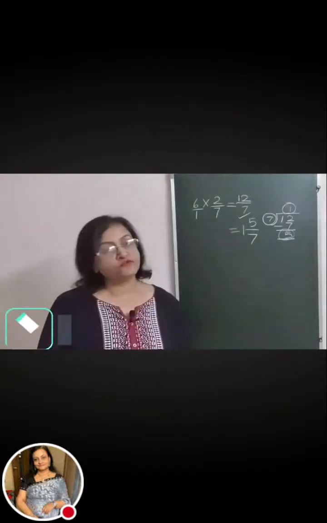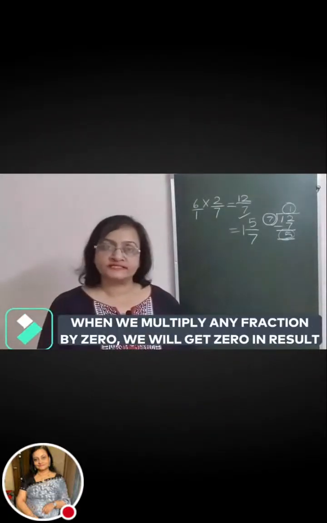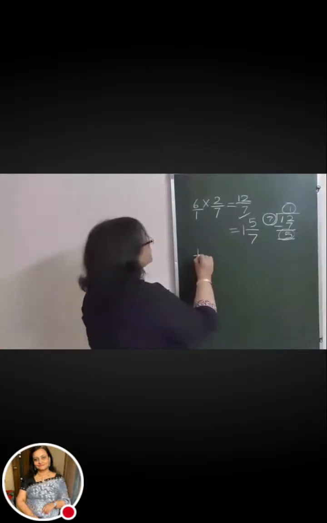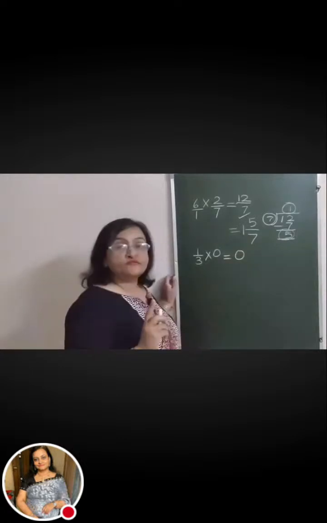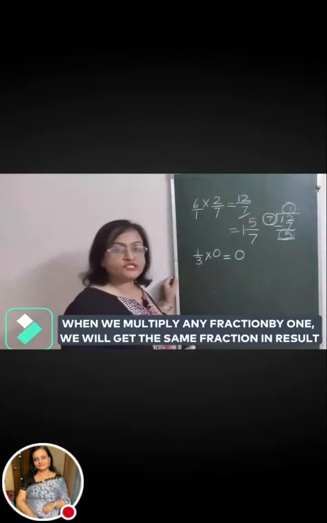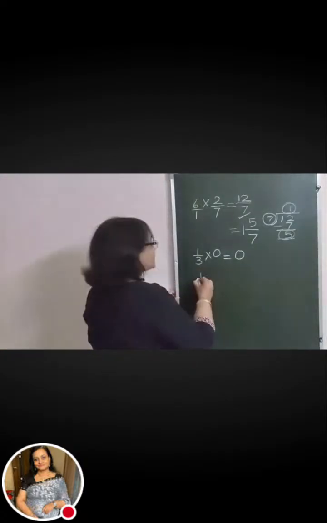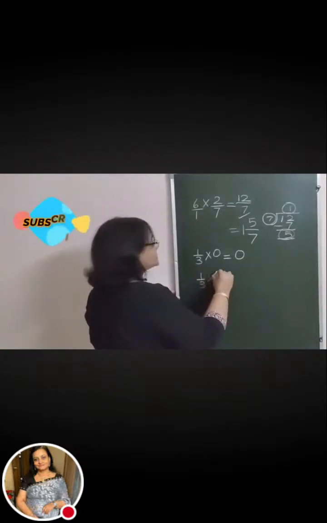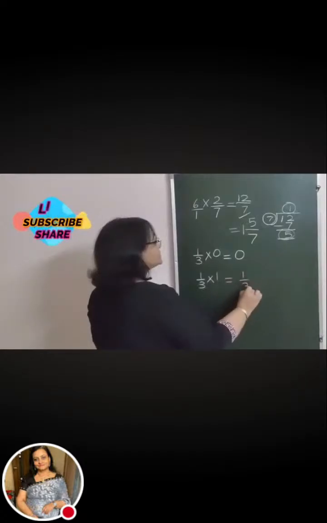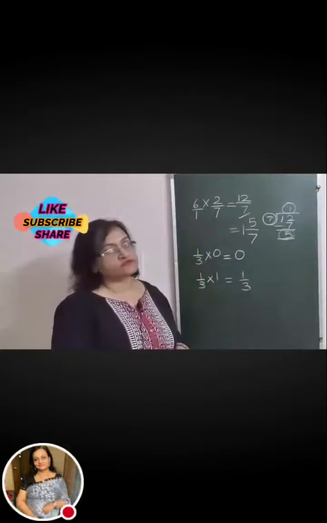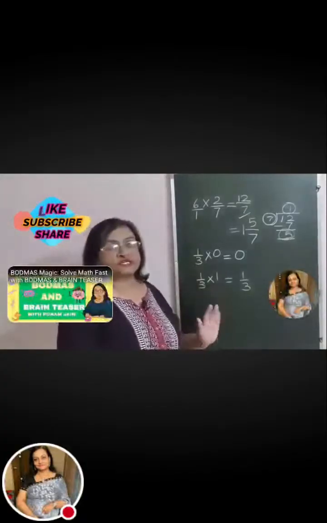Children, when we multiply any fraction by 0, we will get 0 in result. For example, 1 by 3 multiplied by 0 will be equal to 0. But when we multiply any fraction by 1, we will get same fraction as result. Let's take 1 by 3 again and multiply it by 1, we will get 1 by 3 in result. So if we multiply any fraction by 1, we will get the same fraction as result.